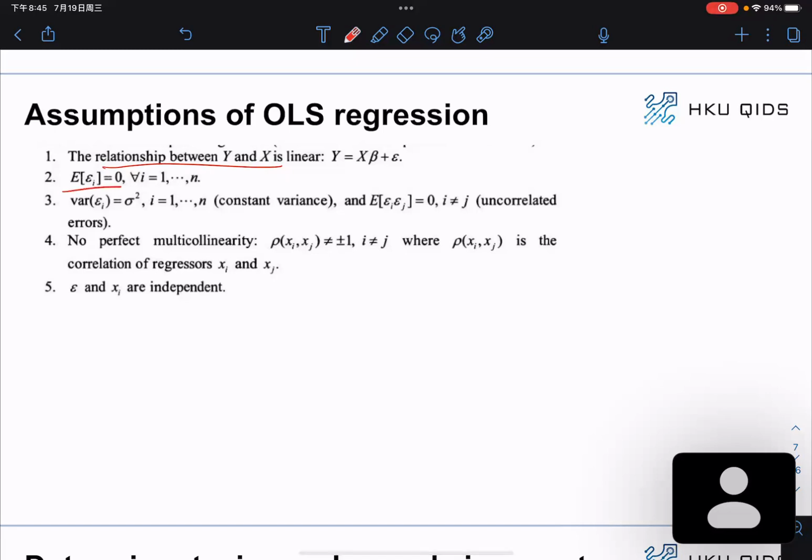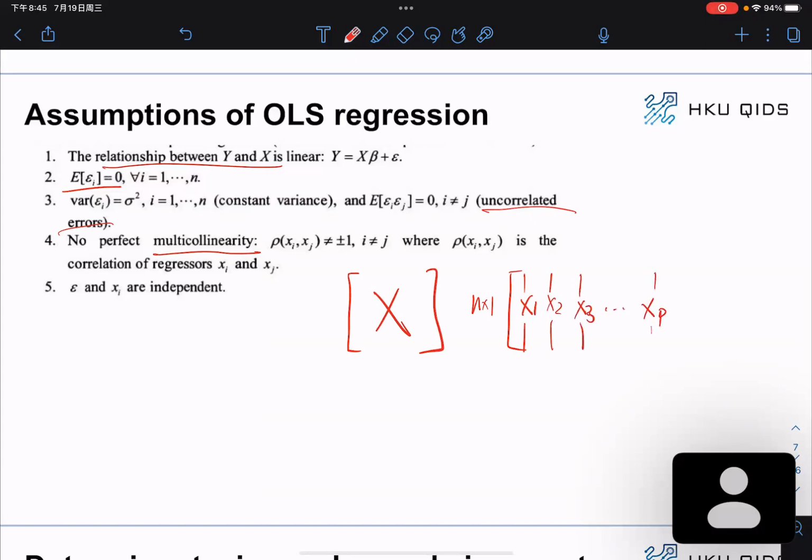The second thing is that the expectation of the epsilon term is going to be 0 for all of them, and the variance is going to be a constant. The correlation between each error term is going to be 0, so the errors are uncorrelated. And there should be no perfect multicollinearity. What is multicollinearity? Let's say our X is formed by x1, which is an n by 1 vector, and x2, x3, all the way to xp.